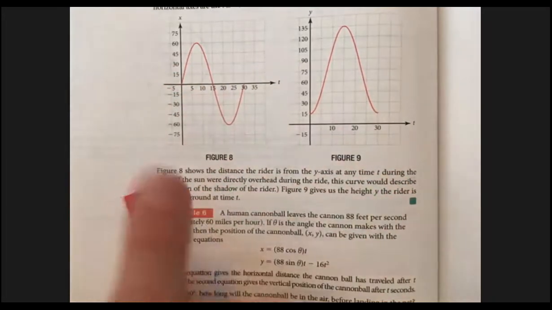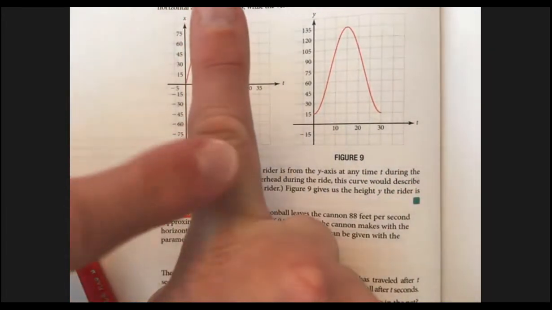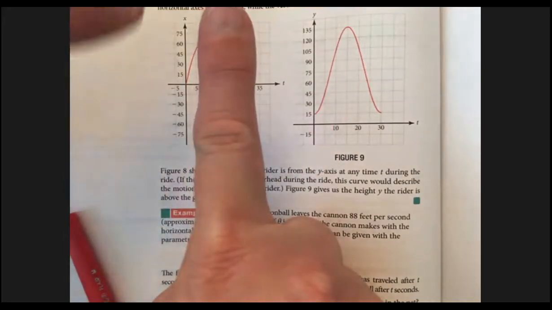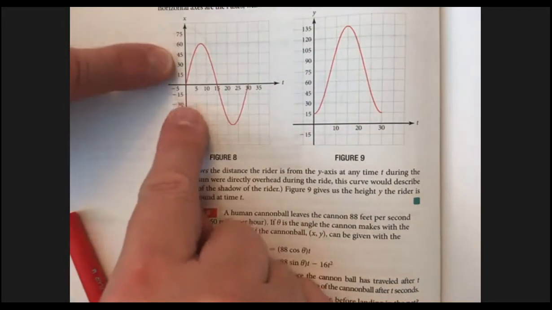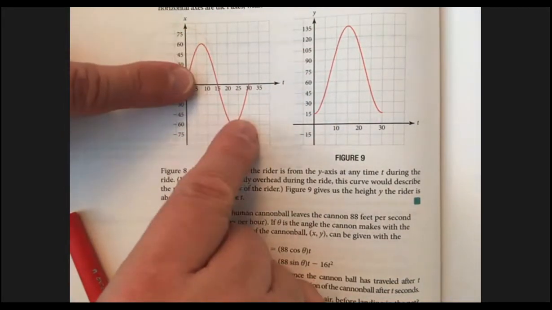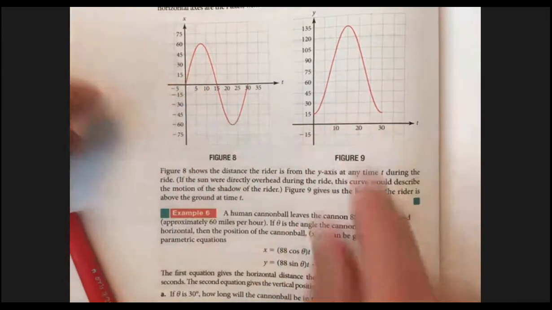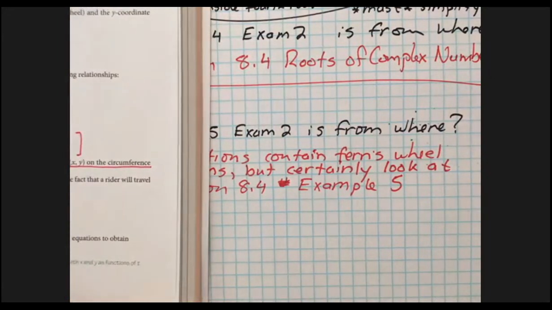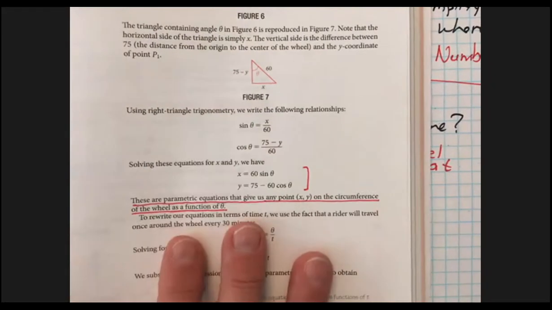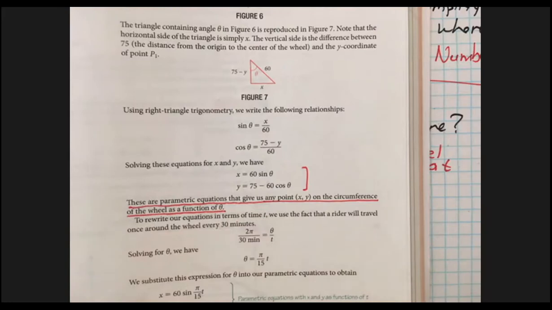And remember, the Ferris wheel is like the center. And as you go around, sometimes the X is negative, sometimes the X is positive. So the X position could be positive or negative. But these are the two graphs of that. Now, you do not necessarily have to get that fancy to do that problem. But I would say this example is not a bad problem to look at.